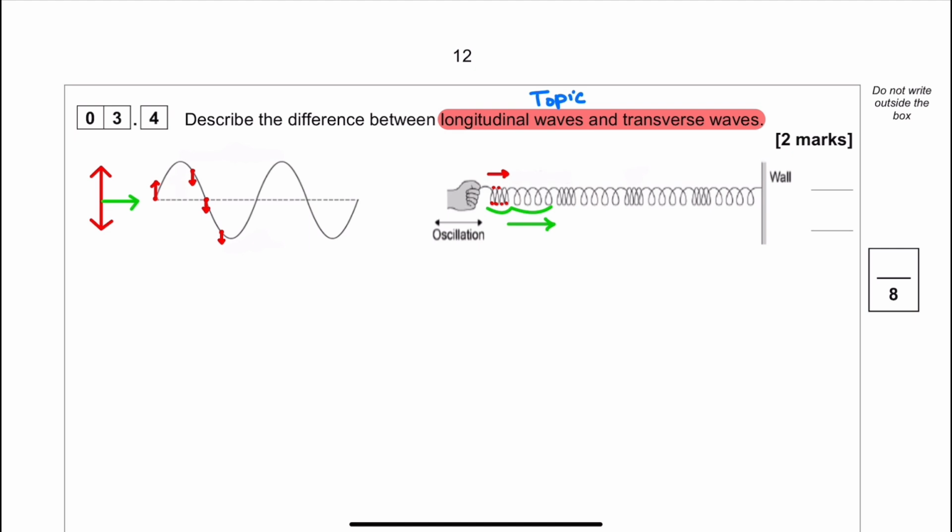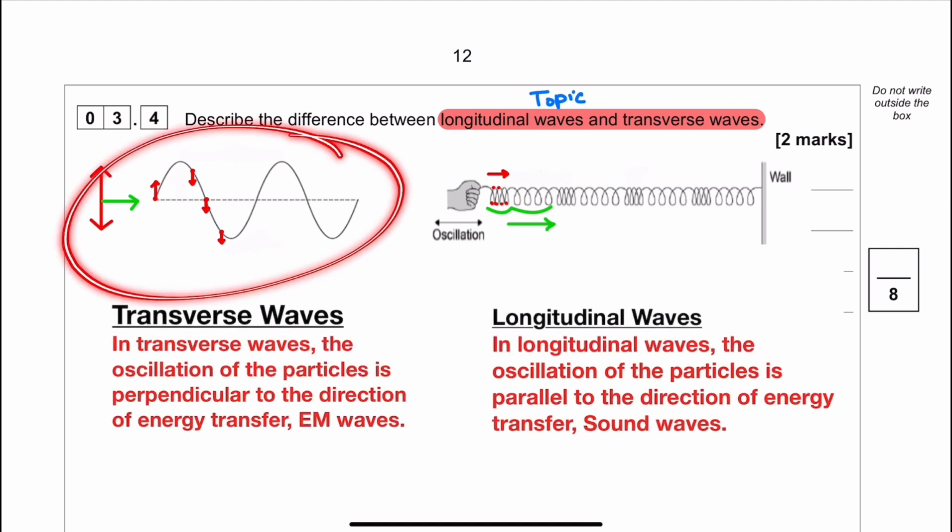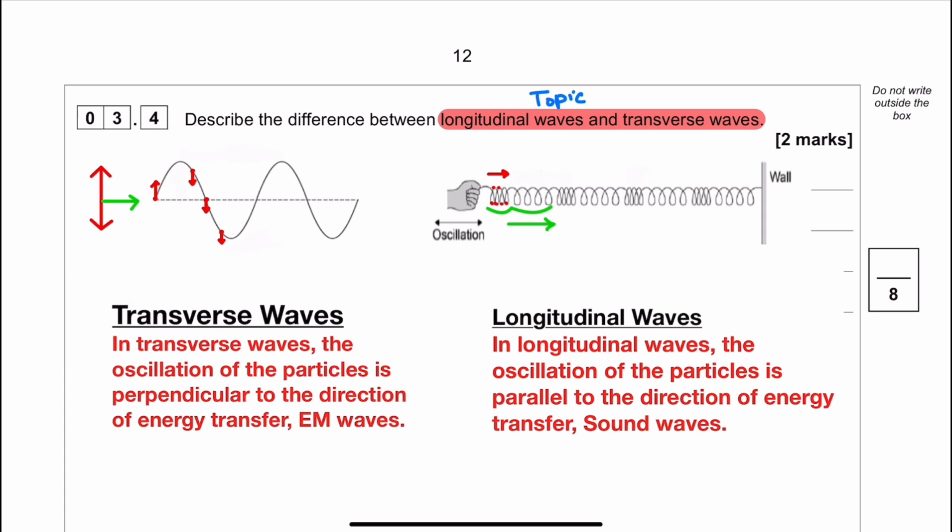Let's see the model answer. In a transverse wave, the oscillation of the particle is perpendicular to the direction of energy transfer, such as EM waves. Whereas in longitudinal waves, the movement of the particles is parallel to the direction of the energy transfer. So the energy transfer is towards the right, towards the wall, whereas the movement of the particles of the spring is also towards the wall, such as sound waves.